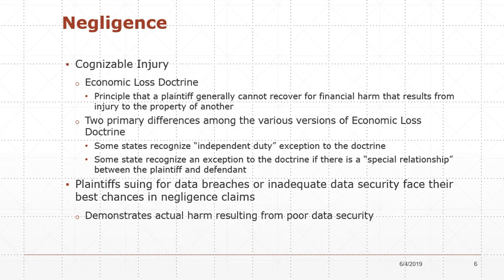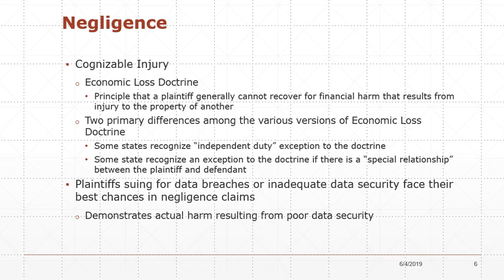They often apply what's called an economic loss doctrine, the principle that a plaintiff generally cannot recover for financial harm that results from injury to the property of another. There are two primary differences among the various versions of the economic loss doctrine. Some states recognize an independent duty exception to the doctrine, and other states recognize an exception where there's a special relationship between the plaintiff and the defendant.